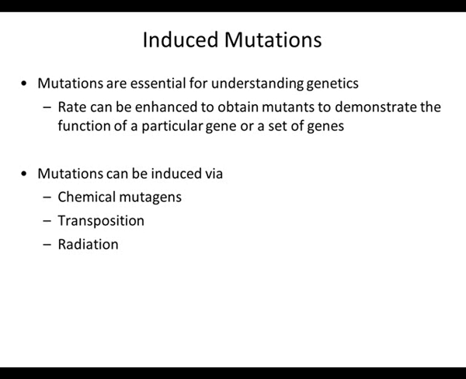And so you can increase the rate of mutations, and of course this can happen in the environment too. Chemical mutagens can cause an increase in mutation rate. Various chemicals cause mutations. Transposition, which involves a transposon, and also physical agents like radiation, ultraviolet light, and X-rays, all cause mutations.